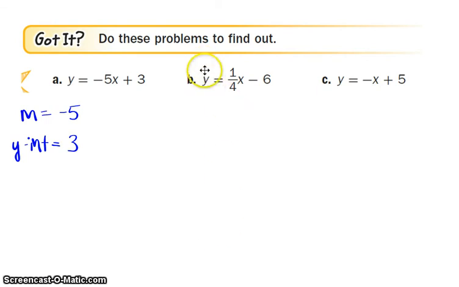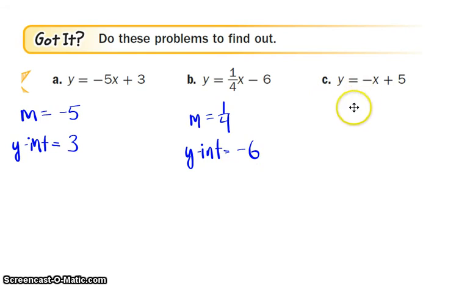All right, in this equation, y equals 1/4 x minus 6, in slope-intercept form, y equals mx plus b, m is your slope, which is 1/4, and your b is your y-intercept, which is -6. Again, that minus makes your 6 negative. So when you go to graph this, it is going to have a slope of 1/4, and it's going to cross the y-axis at -6.